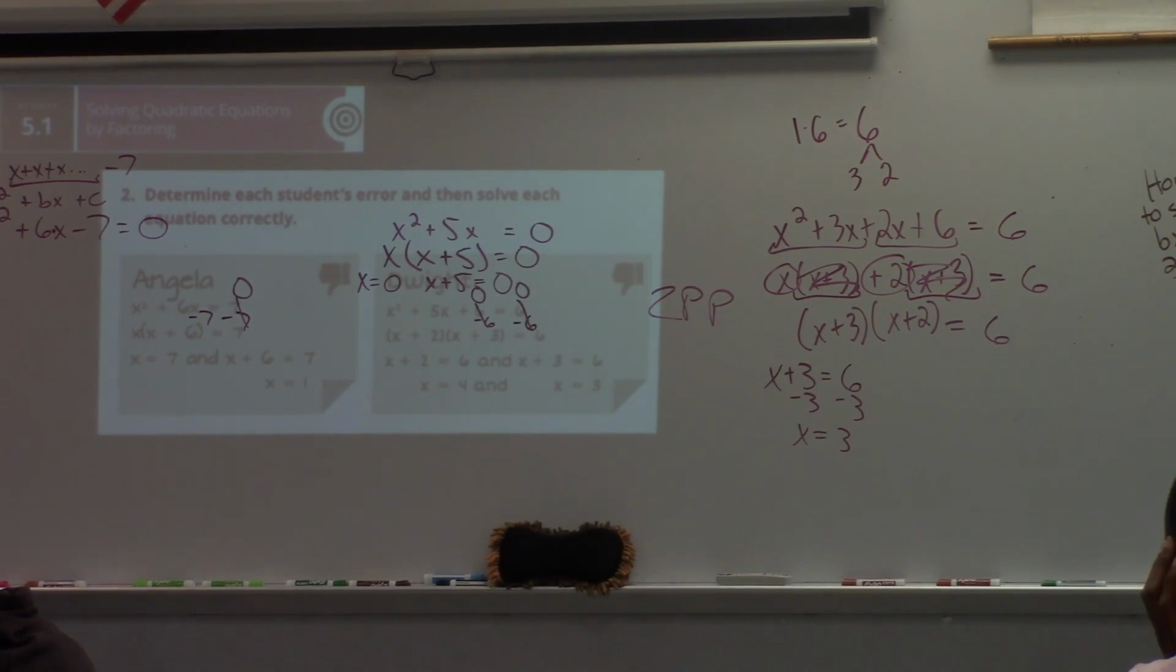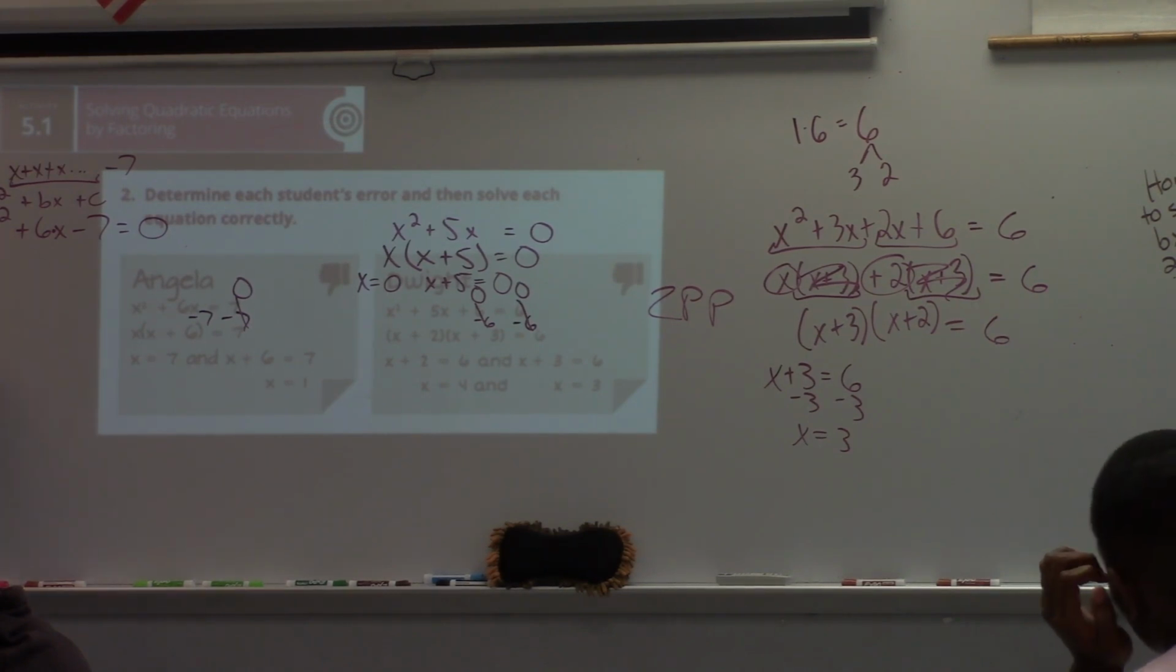And what do I need to do with negative 7? I've done step 2. Look at step 3. Guys, you can read step 3, it's okay. I need factors of A times C that add to B. What is B? 6. So what are factors of negative 7 that add up to 6?